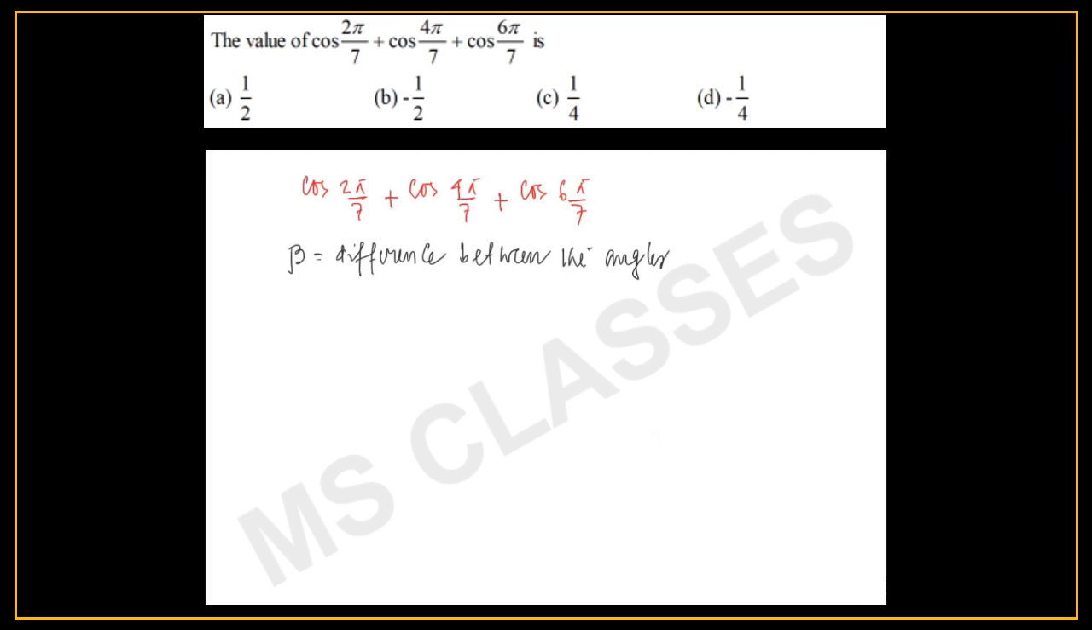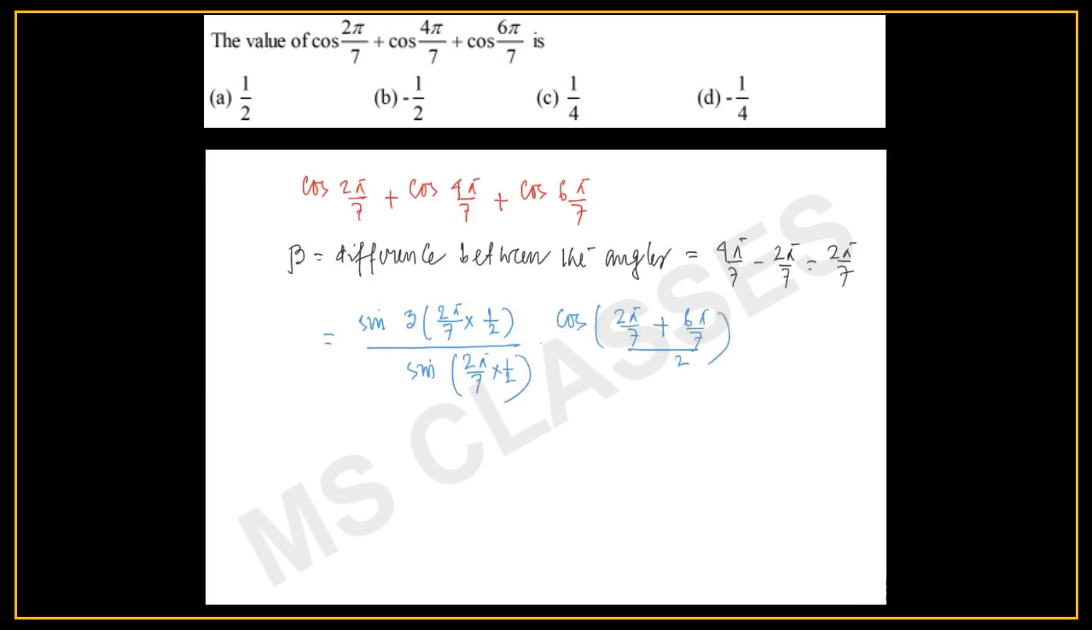The difference between the angles is 4 pi by 7 minus 2 pi by 7, which is 2 pi by 7. Now here we can apply the sine n difference formula, where n is the number of terms, here 3. So sine of 3 into difference by 2, that is 2 pi by 7 by 2, whole divided by sine of difference by 2, into cos of the first angle, 2 pi by 7, plus the last angle, by 2.